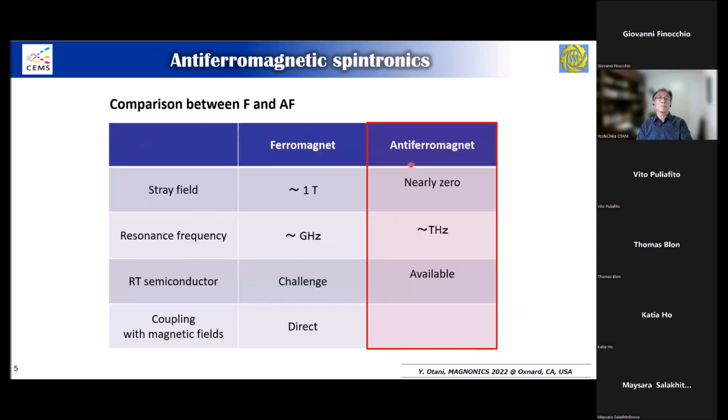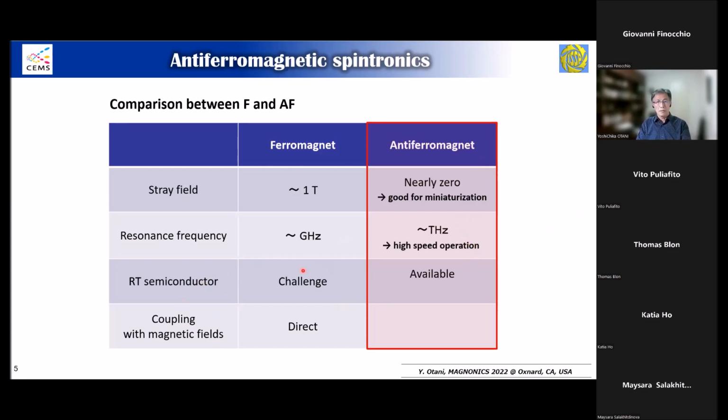If you compare the function of antiferromagnet with ferromagnet, antiferromagnet has nearly zero stray field due to the compensated saturation magnetization, and which is very good for miniaturization. And secondly, resonance frequency: ferromagnet shows something like the gigahertz range, but in the case of antiferromagnet, you can find sub-terahertz, very, very fast.